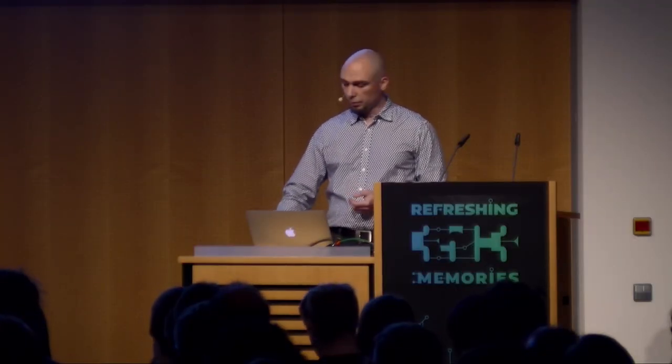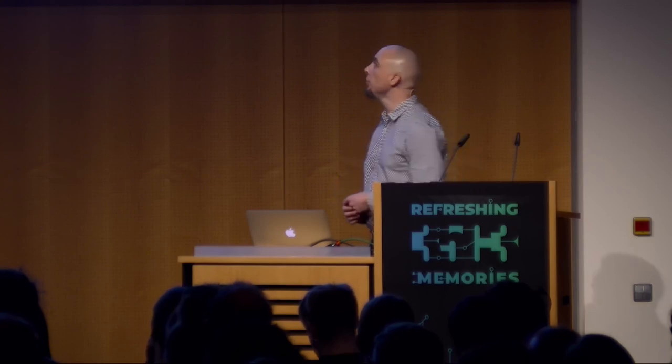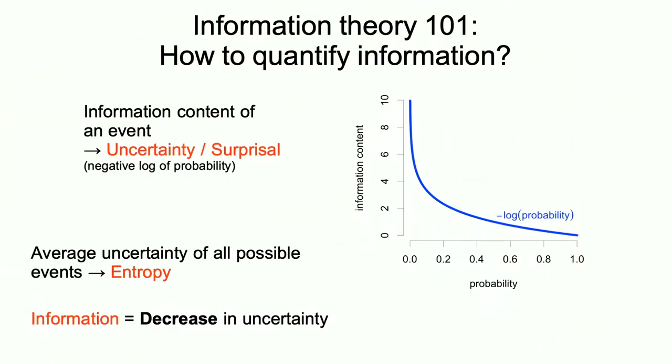How do you do that? Well, information theory 101, an information theory primer. In statistical information theory of the Shannon type, you look at random variables. You look at events that have a certain probability of happening.